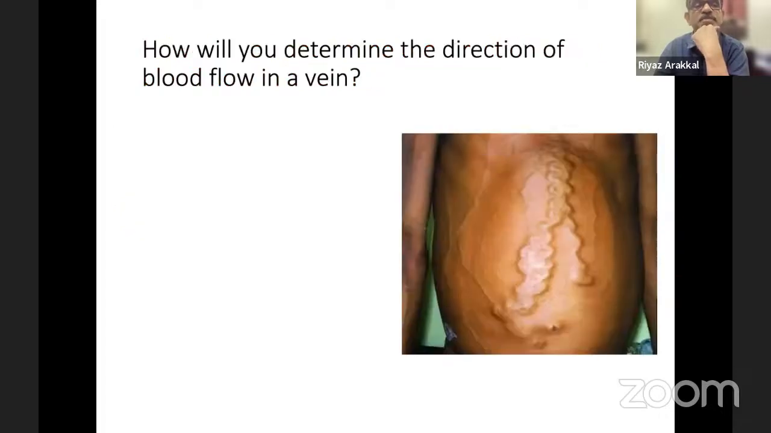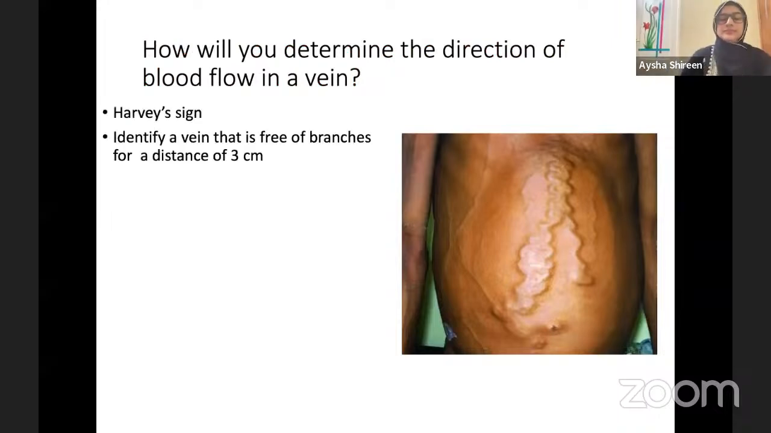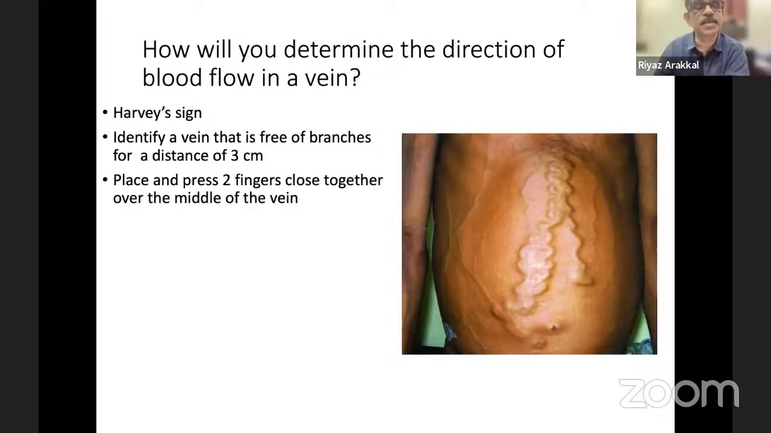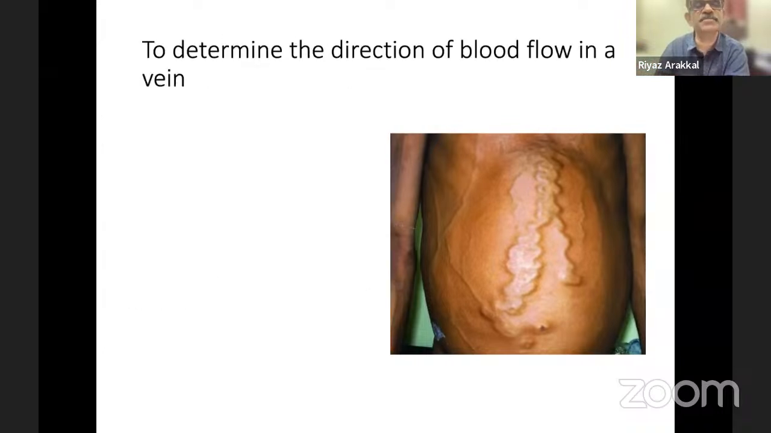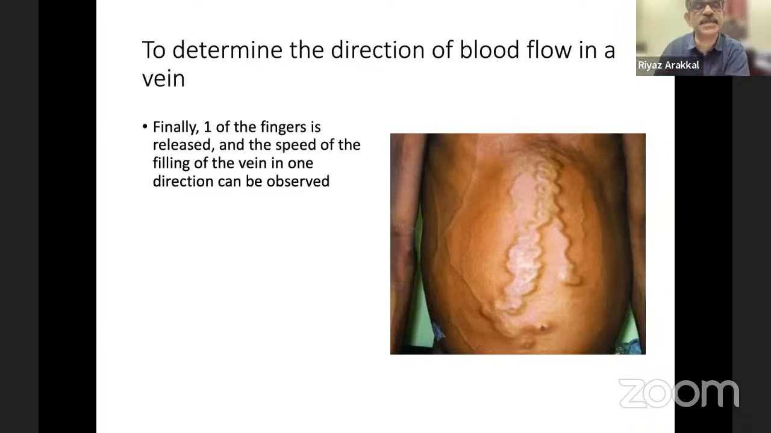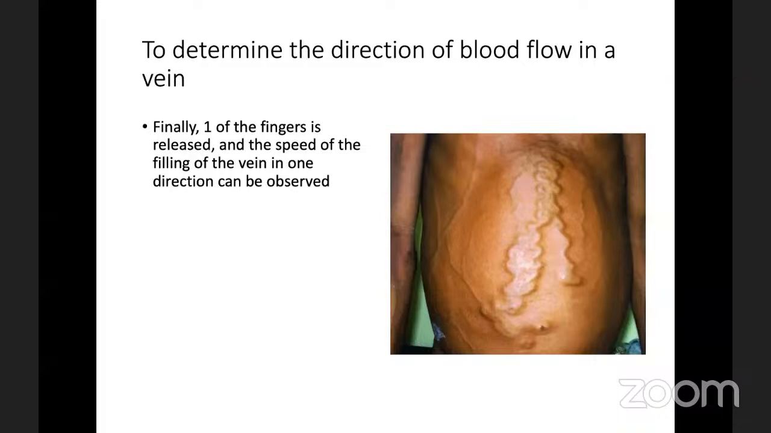Now, how will you determine the direction of blood flow in a vein? What is the sign called? Harvey's sign. You identify a vein that is free of branches for a distance of 3 centimeters. Place and press 2 fingers close together over the middle of the vein. Both fingers are moved in opposite directions, milking and emptying the vein. This results in complete emptying of the vein. Then finally, one of the fingers is released. The speed of filling of the vein in one direction can be observed. So it's actually very easy to find out the direction of blood flow.